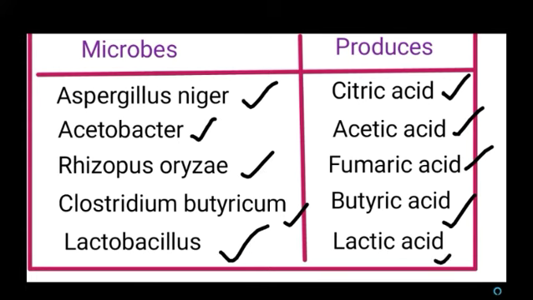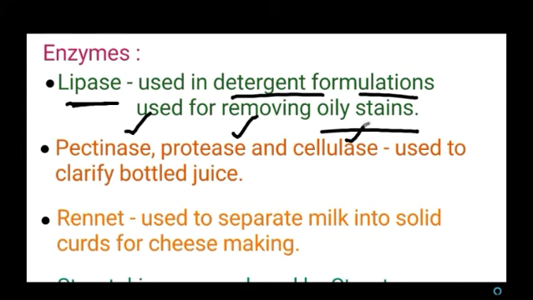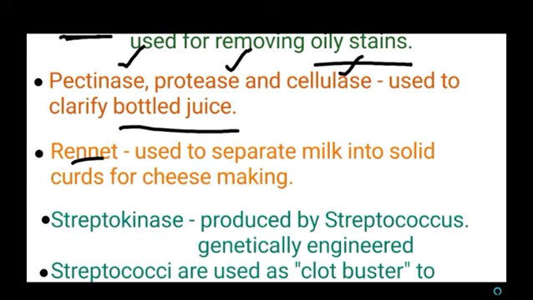So next we are going to see about the enzymes. With the help of microbes we can also produce enzymes. The first one is lipase. This enzyme is used in detergent formulation, thereby it is used to remove oily stains in the laundry. Then pectinase, protease and cellulase are used to clarify bottled juice. Then rennet is used to separate milk into solid curd for cheese making.